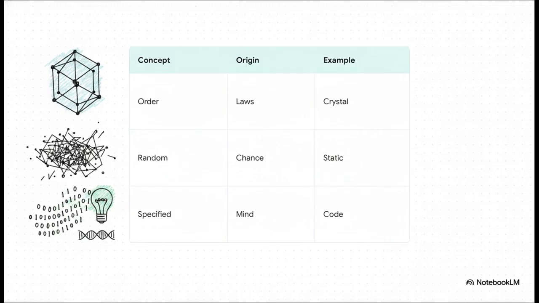Think about it like this. Nature can easily produce simple order, right? Like a crystal lattice using basic physical laws. And chance can produce random complexity. Think of TV static. It's highly complex, but totally meaningless. But specified complexity, that's where you have high complexity that conforms to an independent functional pattern. Digital software is a perfect example. Unguided nature cannot produce that. It strictly demands an intelligent mind.